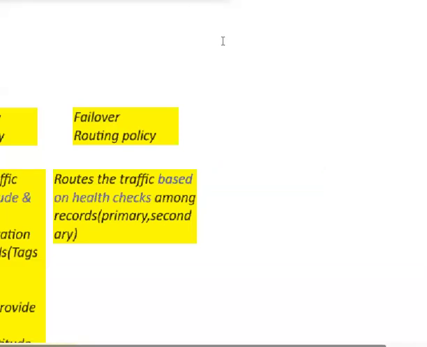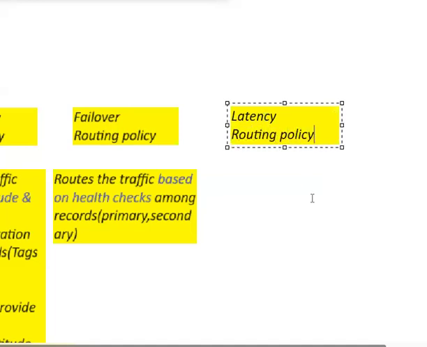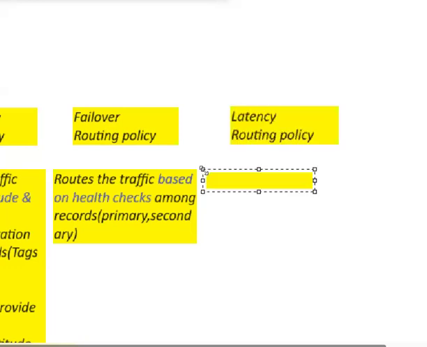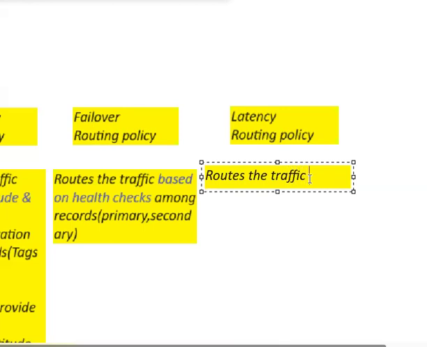Let's say you are expecting to provide the response to your clients with low latency. That is a very fast response, very quick response. In that case, you need to prefer latency routing. So you have this type of latency routing policy as well. In this latency routing policy, what happens is it will route the traffic based on low latency, based on the nearest record.